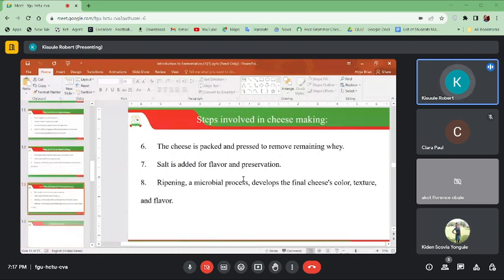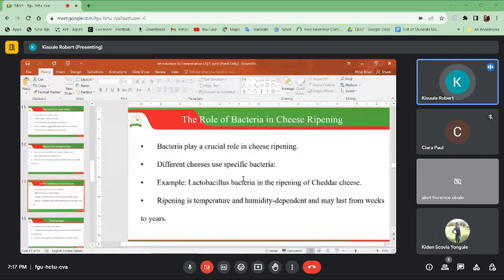All right, let's proceed. Okay, so what is the role of the bacteria in the cheese ripening? We looked at this being the final stage, and we are saying that bacteria play a crucial role in cheese ripening. Okay, and the different cheese use specific bacteria. For example, the lactobacillus in ripening of cheddar cheese and also ripening is temperature and humidity dependent and may last from weeks to years. Okay, like I told you that one of the benefits of fermentation is to increase the shelf life of these food products.